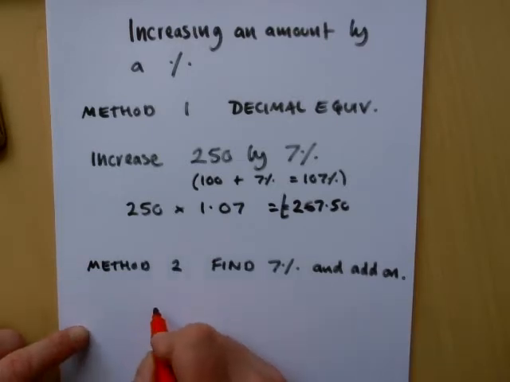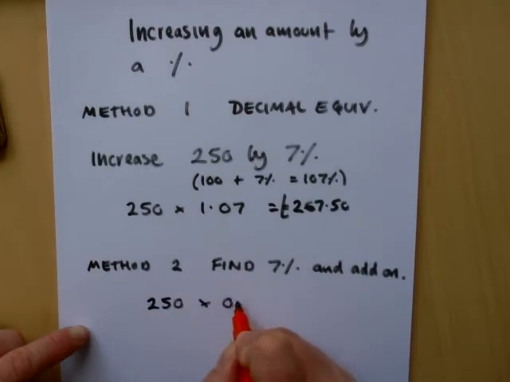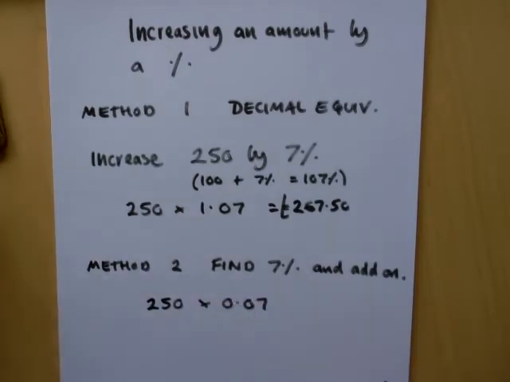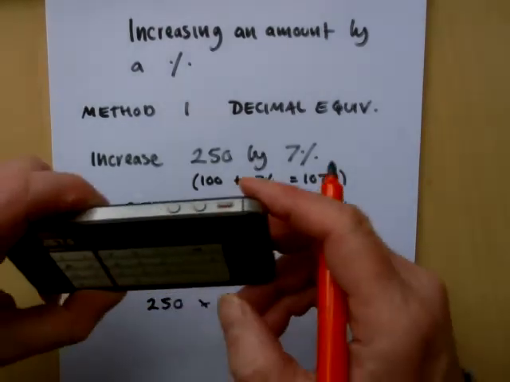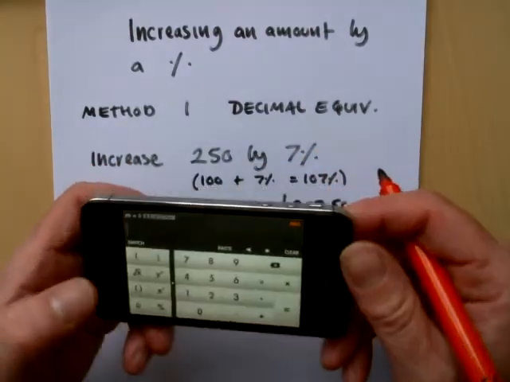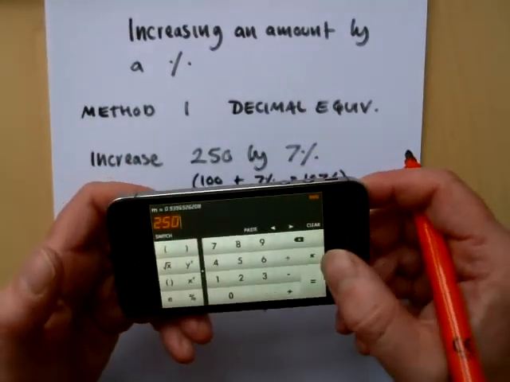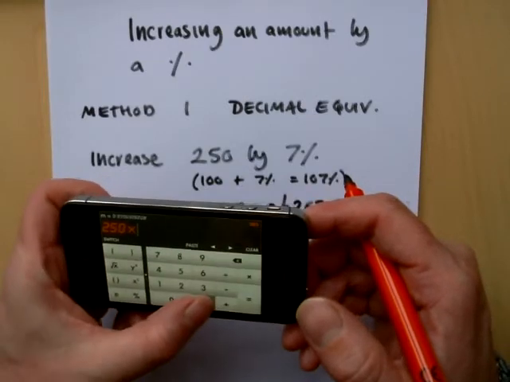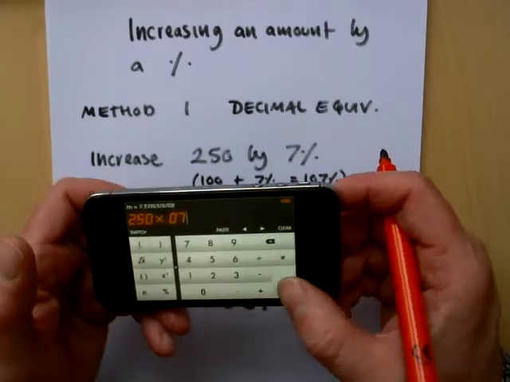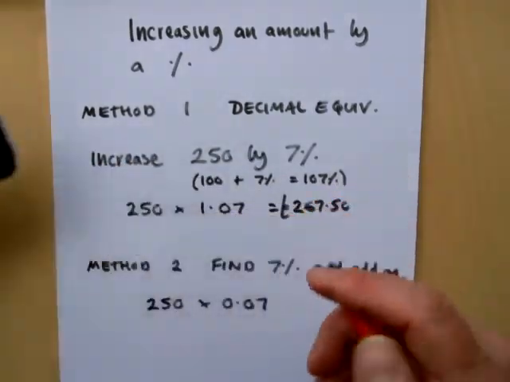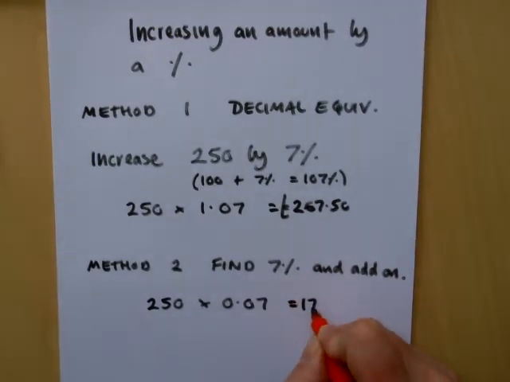First of all, find 7%. So you do 250 times 0.07. So you do that on the calculator. So if we do that, we've got 250 times 0.07 equals £17.50. Now, a lot of people make the mistake of leaving that as the answer.